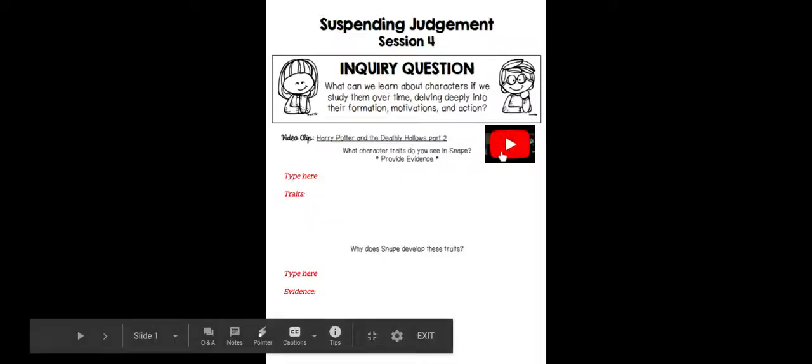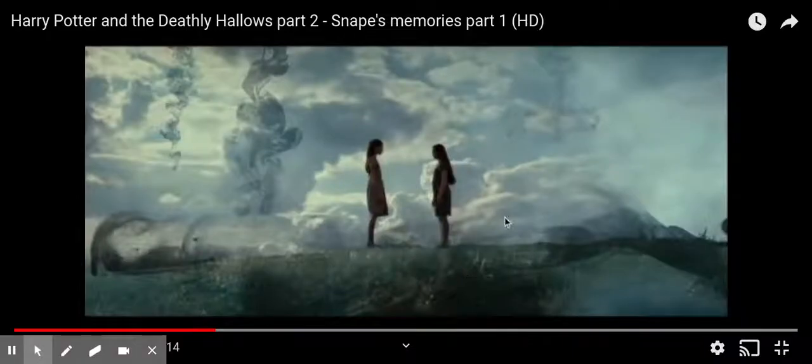Okay, let's watch. Here we're going to view this clip from Harry Potter and the Deathly Hallows Part 2. Right from the beginning, you are going to see Harry's mom. Harry is able to view this flashback, and he sees his mom as a young girl. His mom, whose name is Lily, was actually friends with Snape. So take a look.